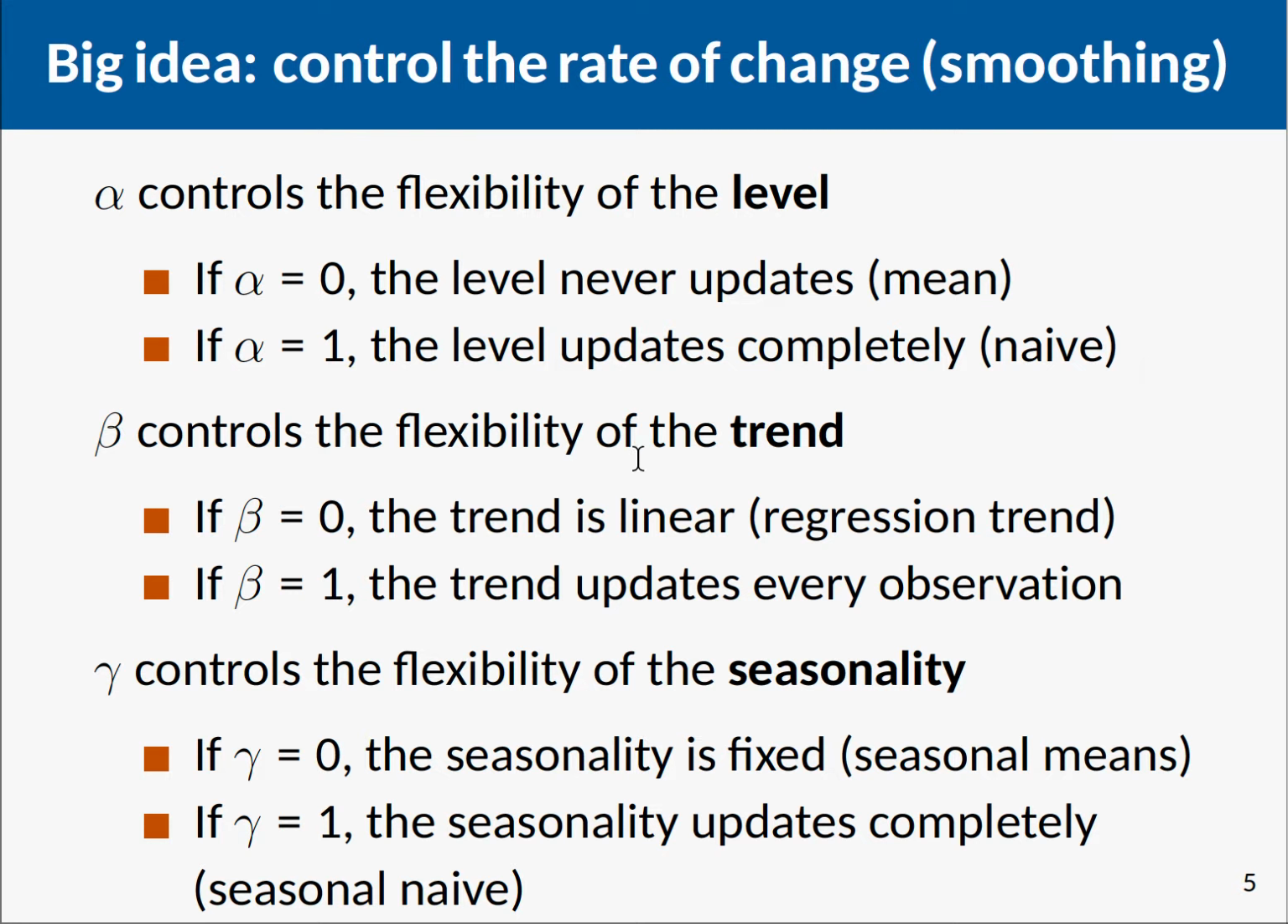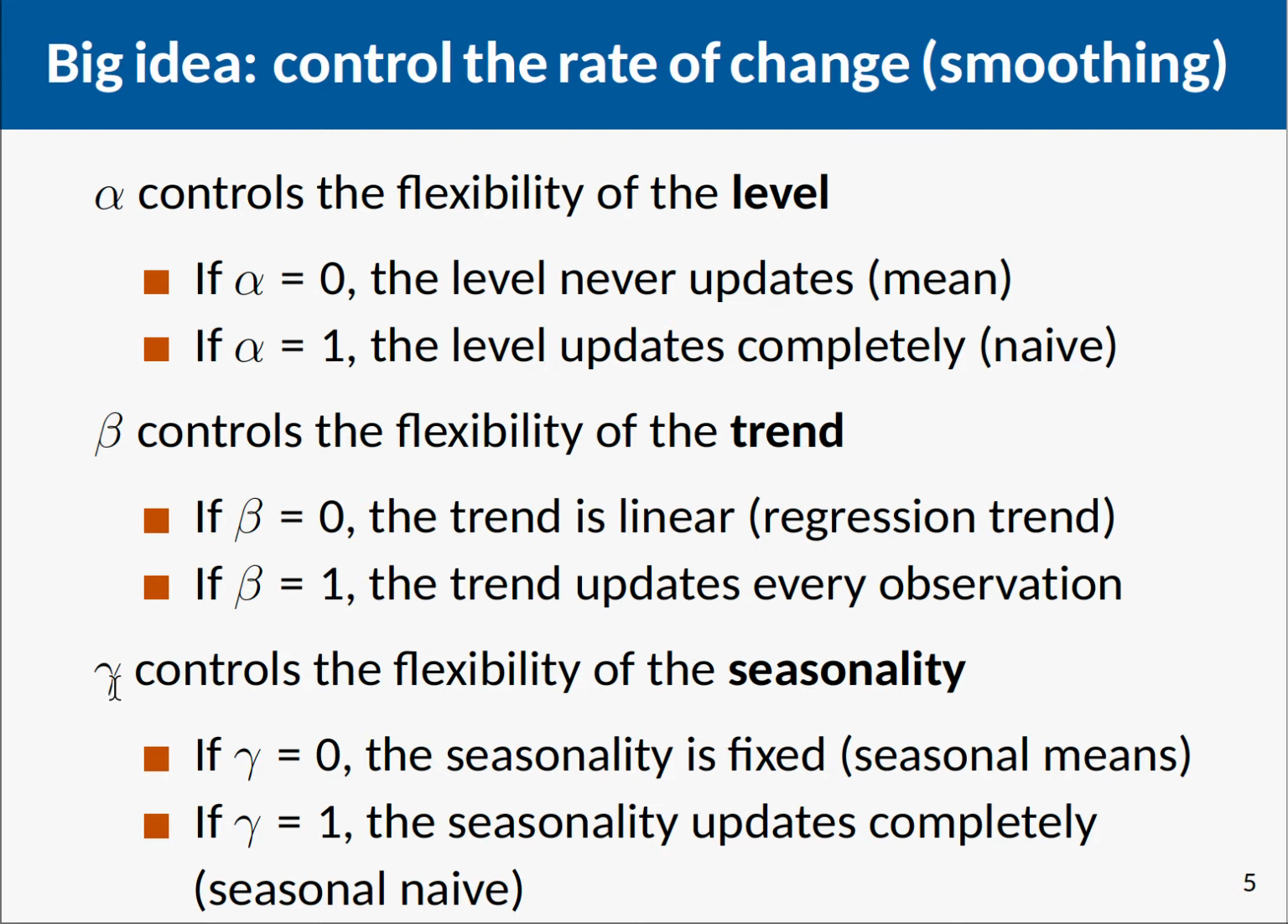Beta controls the flexibility of the trend. If beta is equal to 0, you have a linear trend. Okay, so you have some sort of a trend in your regression model. And if beta is equal to 1, the trend updates every observation. Okay, so there's a lot of updating going on if beta is equal to 1. And we'll see how that works for different time series if this doesn't make sense at this point.